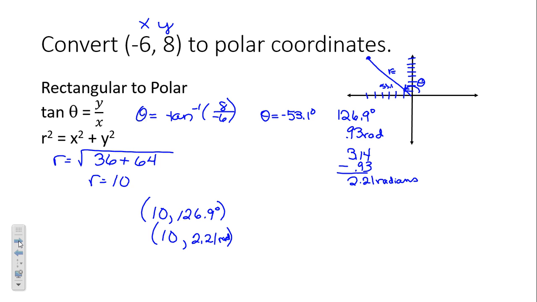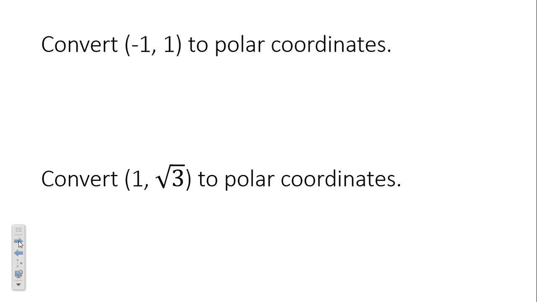All right, so now we're down to the very bottom box of your notes, and it's asking you to convert to polar coordinates. So we have ordered pairs in rectangular. So do you want to find r first or theta first? Theta. So theta will be the inverse tangent of y over x.